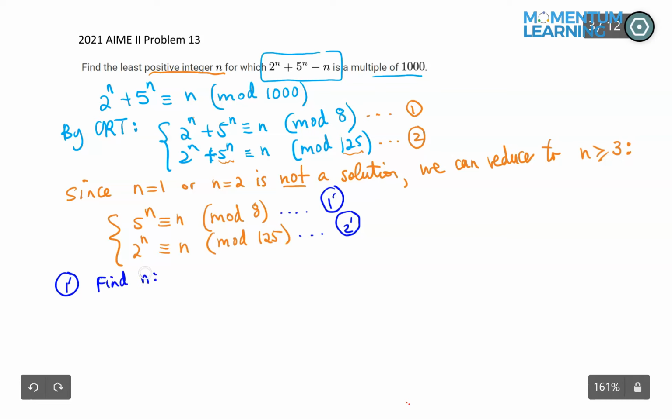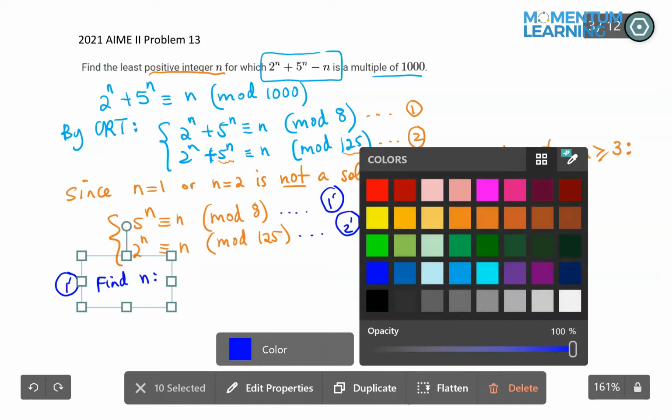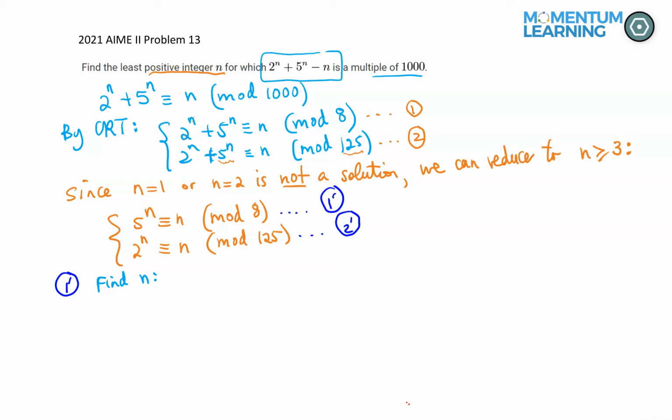Oh gosh, this color is too strong. I don't want this color. Edit properties. Yeah, it's okay, there you go. Softer color is better.